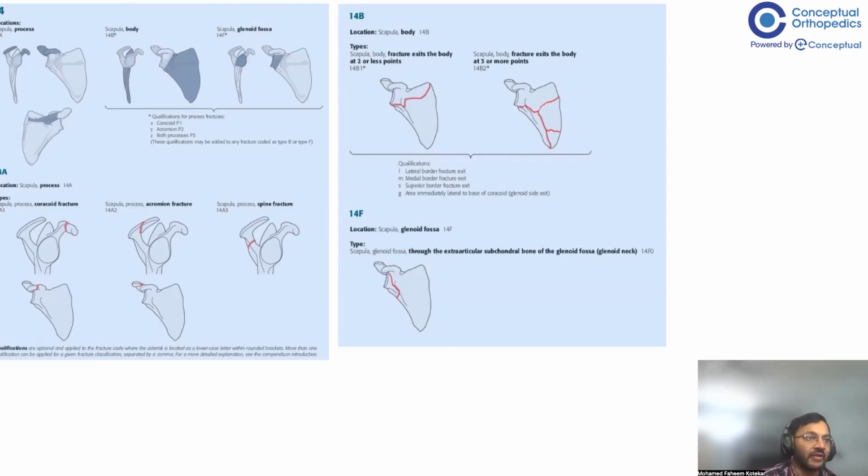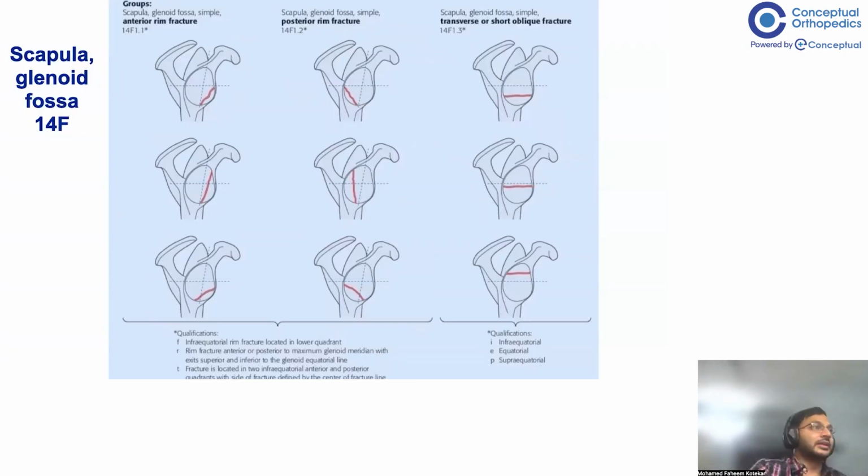Then we have 1-4F fractures, which are the glenoid fossa fractures. When we're talking about the glenoid fossa fractures, we have the anterior rim fractures. Why do we need to divide them into an anterior rim fracture and a posterior rim fracture? Because anterior rim fractures are easier to approach and fix anteriorly through the deltopectoral approach, whereas all the other fractures of the scapula require treatment through the posterior approach, which is either a modified or a classic Judet or a Brodsky approach.